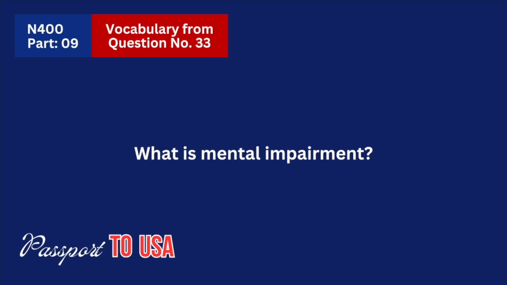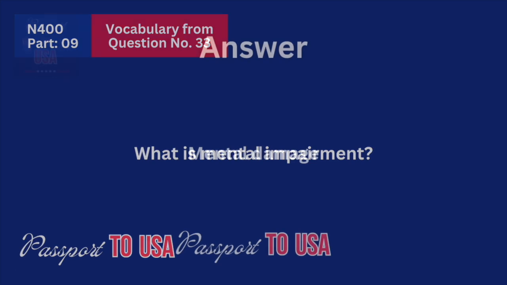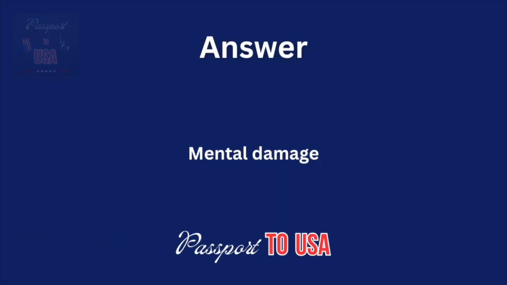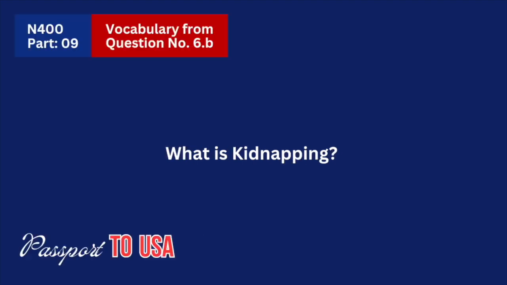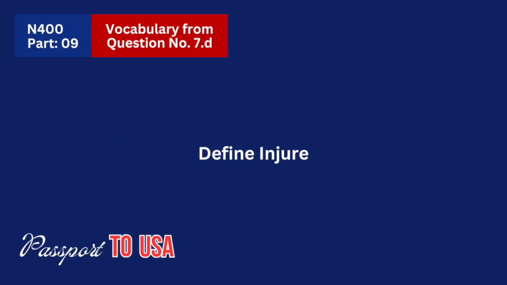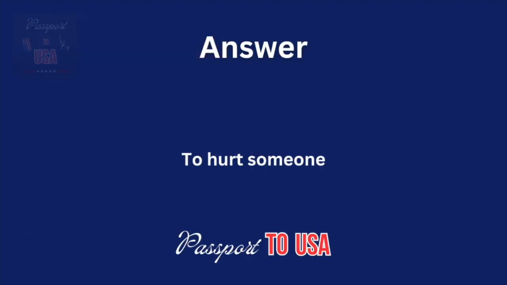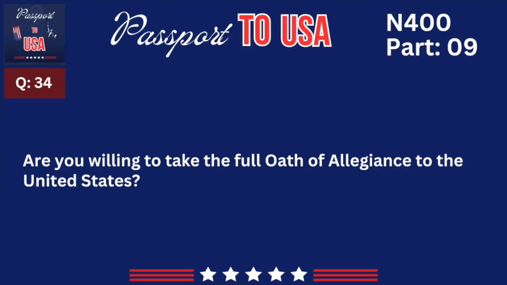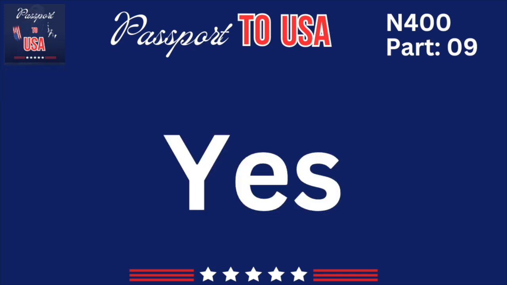What is mental impairment? Mental damage. What is kidnapping? Taking someone away illegally by force. Define. Injure. To hurt someone. Are you willing to take the full oath of allegiance to the United States? Yes.